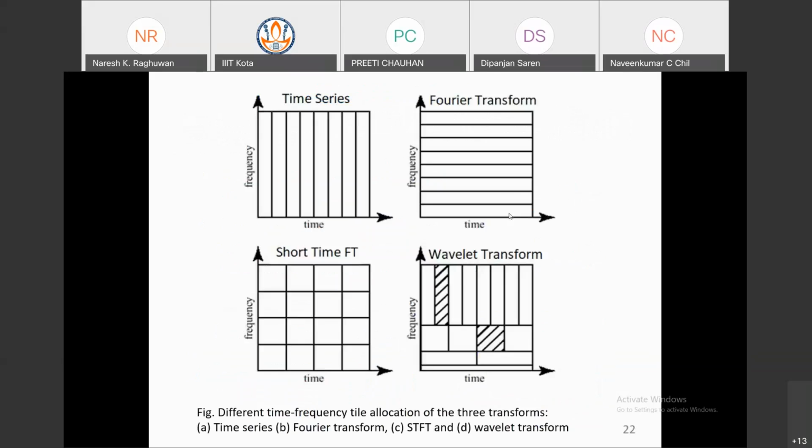Different time-frequency styles and tile locations of the three transforms. If you have a basic understanding of what is going on in the time domain and in the frequency domain, you will know why we apply the short-time Fourier transform, why we apply the wavelet transform, and there are many other signal processing techniques as well.